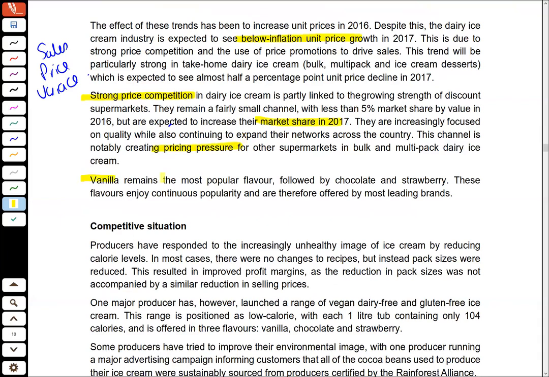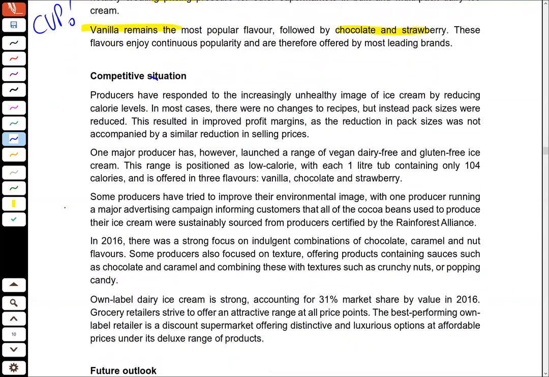We still have vanilla being our most popular flavour, followed by chocolate and strawberry. These flavours continue to enjoy popularity. So again, maybe thinking about cost volume profit analysis, maybe thinking about resource allocations. It would be interesting to see if they are also the most profitable from a contribution point of view.